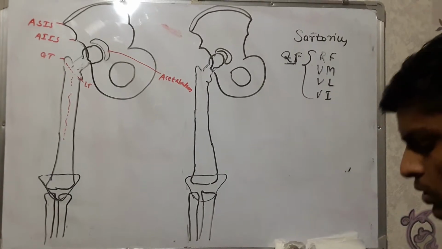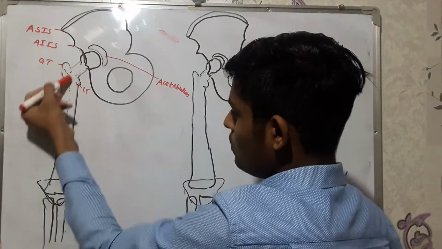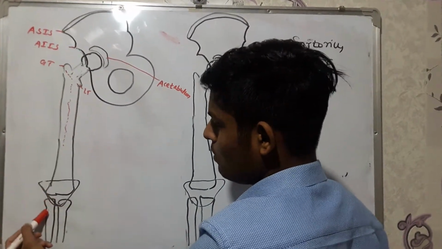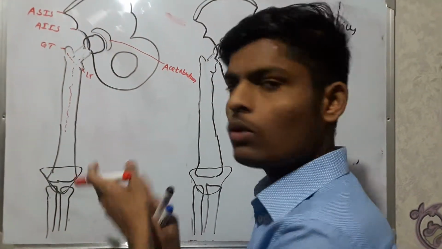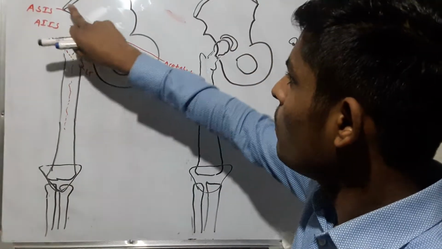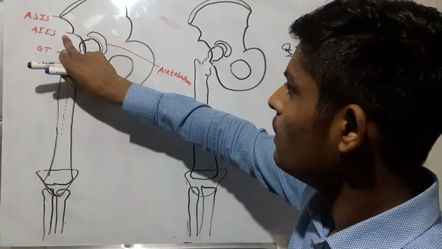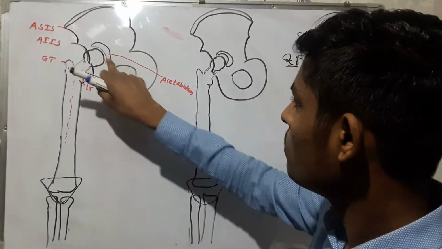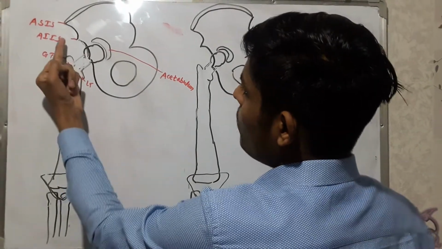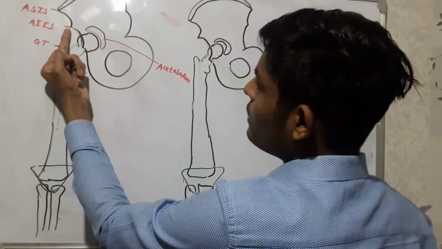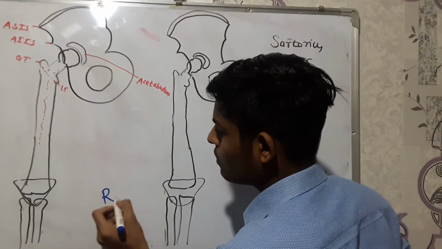So rectus femoris. Now look here, this is the hip bone, this is the femur, patella, then tibia and fibula. This is not an anatomically correct diagram, we just drew it for understanding purposes. Let's suppose this is the iliac crest. Here we have the anterior superior iliac spine and anterior inferior iliac spine. Then we have the acetabulum, and this is the obturator foramen. From the anterior inferior iliac spine, the muscle we are discussing now is rectus femoris.